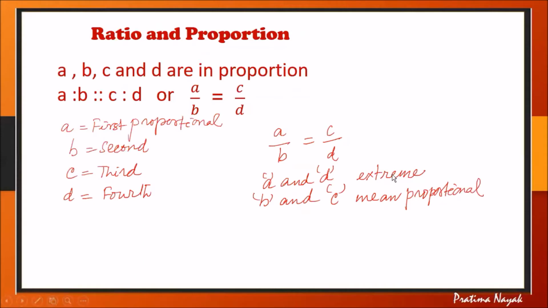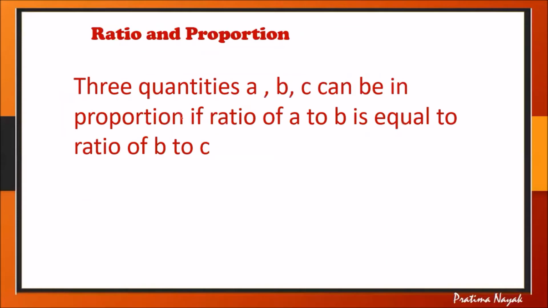So whenever one proportional is not given, you have to find it out. We can apply this relation and find the one which is not there. Similarly, three quantities A, B, C can also be in proportion if the ratio of A to B is equal to the ratio of B to C, A ratio B same as B ratio C.